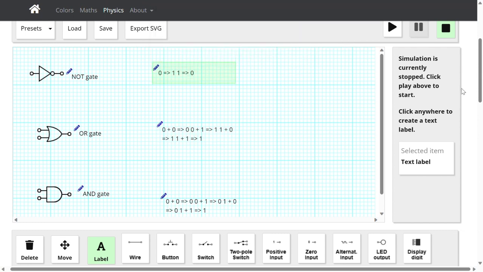Right, so this is the NOT gate. It's really simple, this one. Basically it says if the input is off, the output will be on. And if the input is on, then the output will be off. It's the opposite way round basically. They just do the opposite of what you tell them to do.